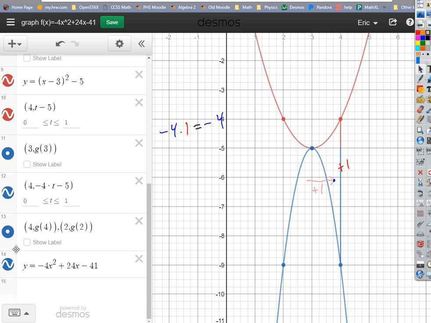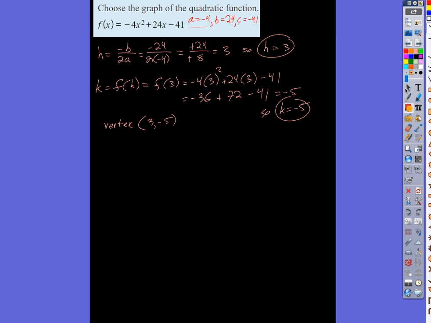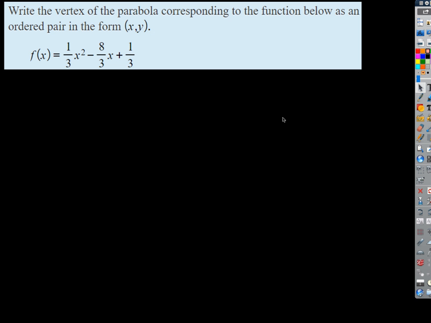All right, let's look at one more of these. Okay, this one's a little tougher because it's got fractions. So what about this time? They're telling us to find the vertex. Okay, let's do one better than that. Let's find the vertex and let's do a quick sketch of this thing. So to find the vertex, this is in general form.